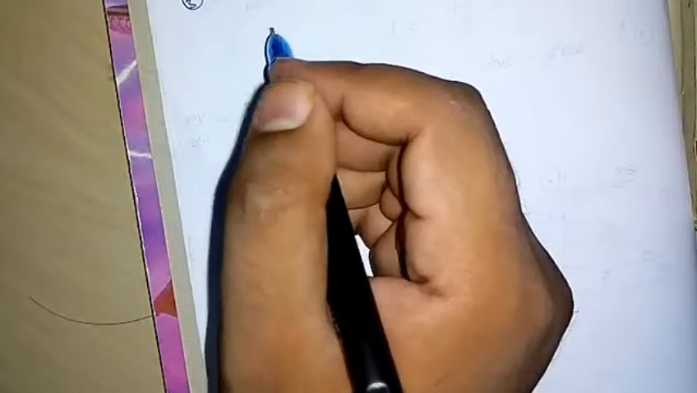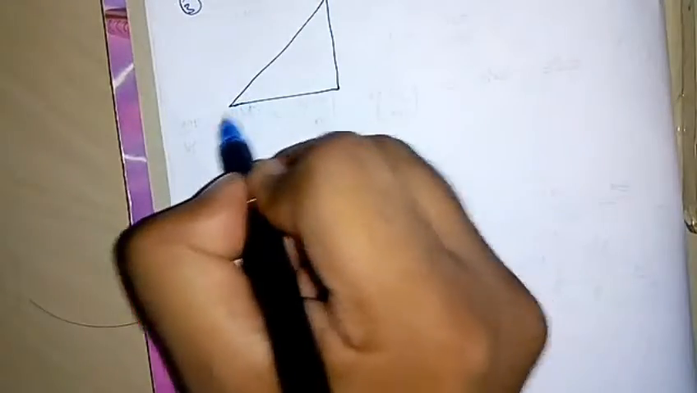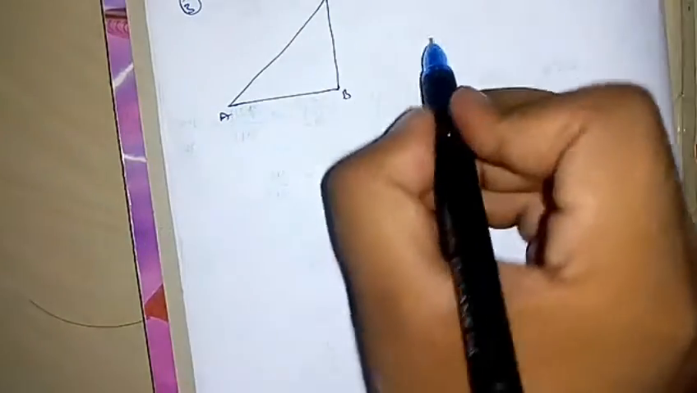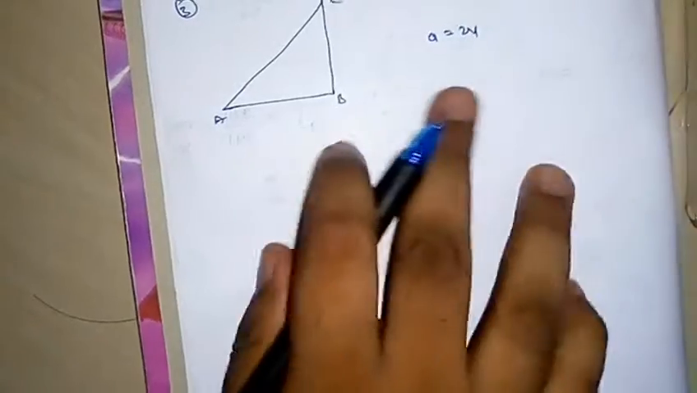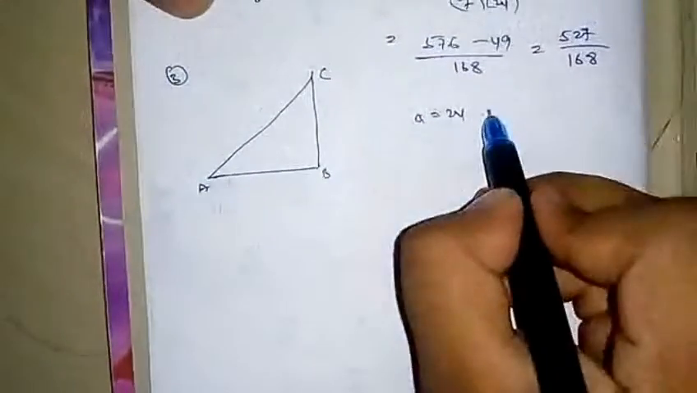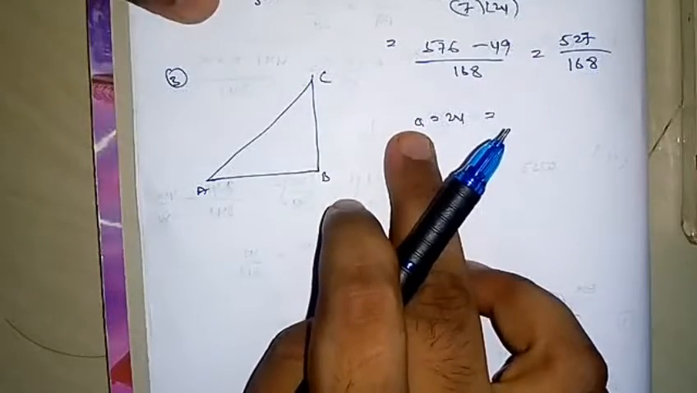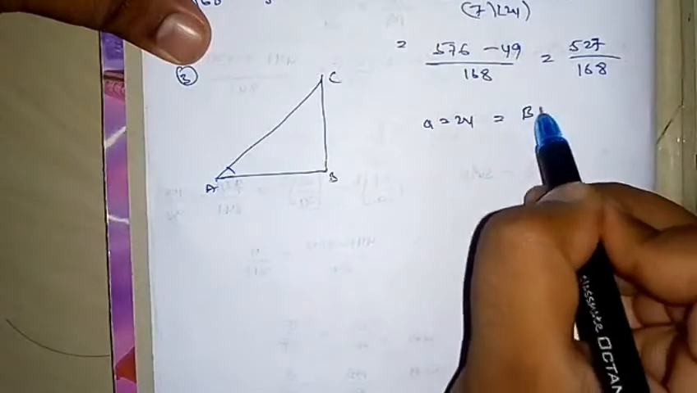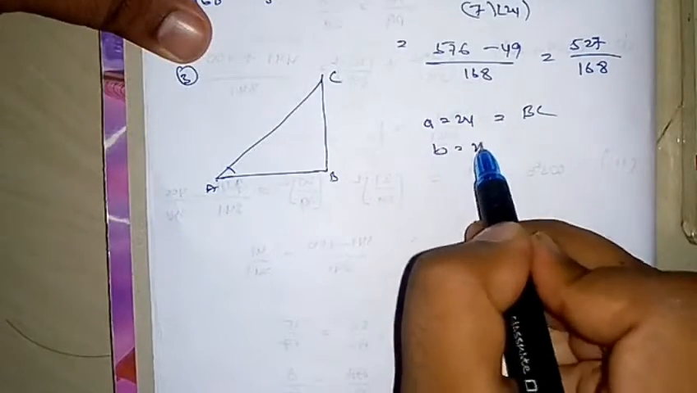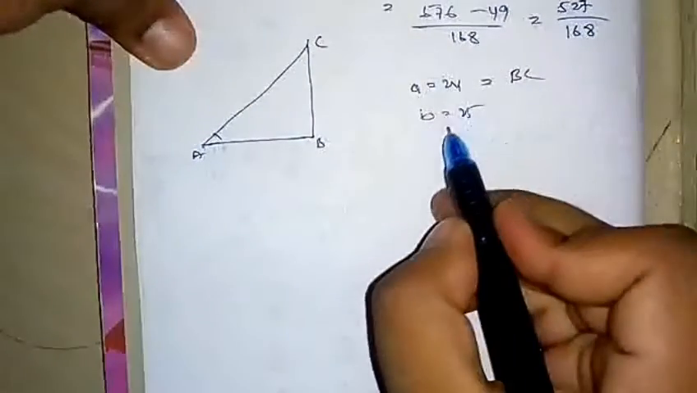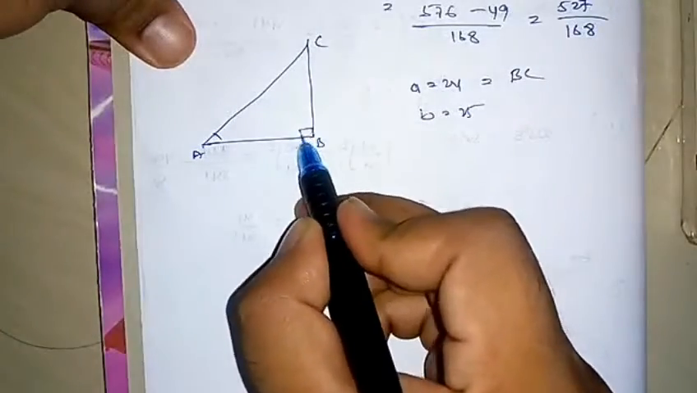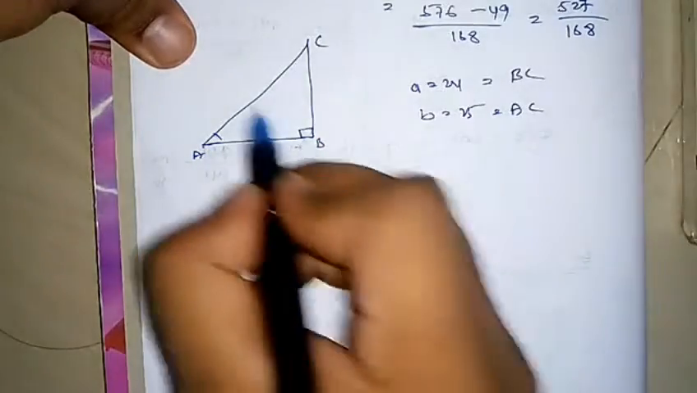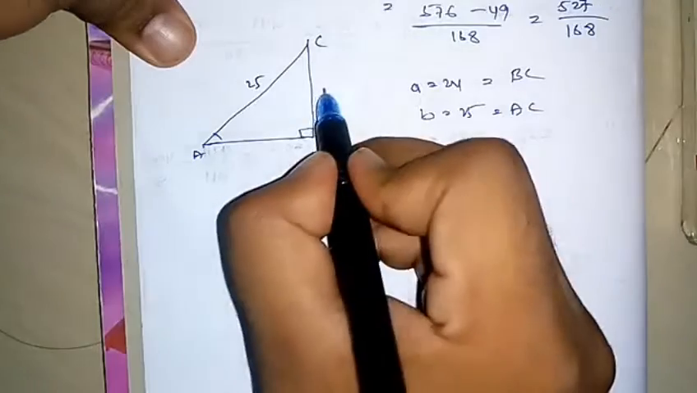Third question. In right angle triangle ABC with right angle at B, you are given small a is equal to 24. Small a represents the side opposite to angle A, capital A. So the side opposite to angle A is BC. So this will be BC. And you are given b is equal to 25. This will be the side opposite to angle B. So this will be equal to AC. This is 24 and this is 25.